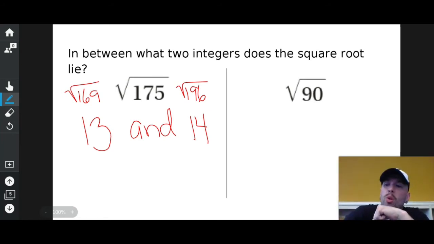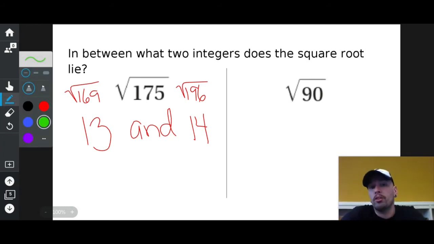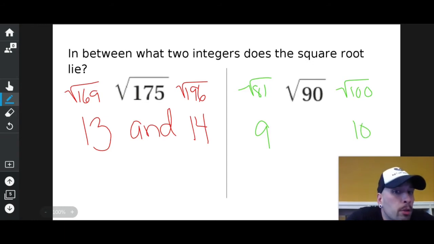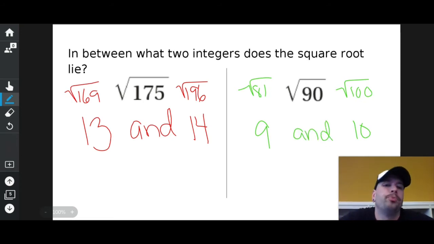Similarly, I don't know what the square root of 90 is, but I do know what the square root of 100 is, and I do know what the square root of 81 is. The square root of 81 is 9, and the square root of 100 is 10, and 90 lives in between 81 and 100, which means square root of 90 is going to live in between 9 and 10. I do know that.